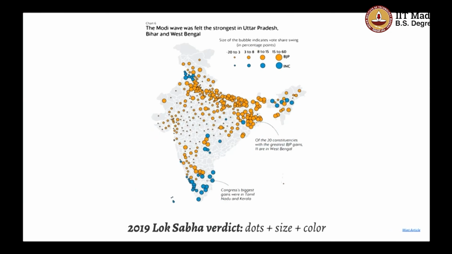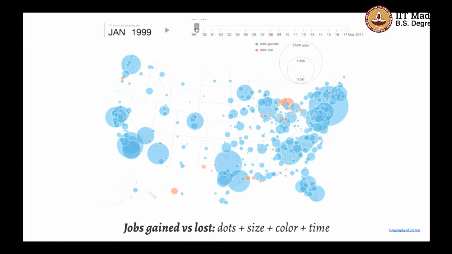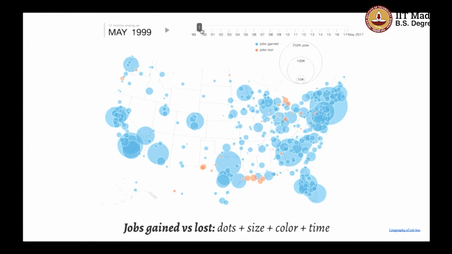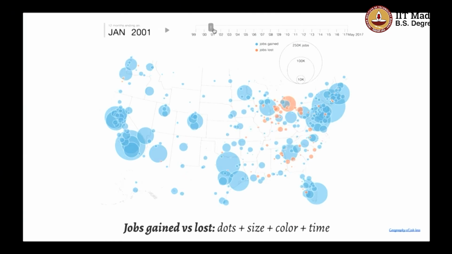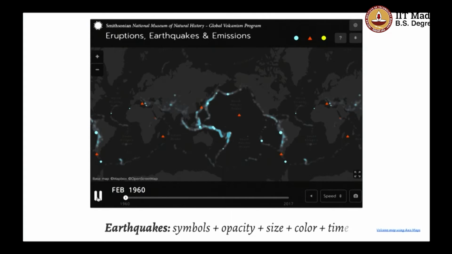So in these two, we could see that there were dots with size to show some quantitative information, and then color was used to show two different variations. You can see the same here, but there's also an element of time and therefore animation or interactivity getting added to it. And we can do a bunch of different things as well.